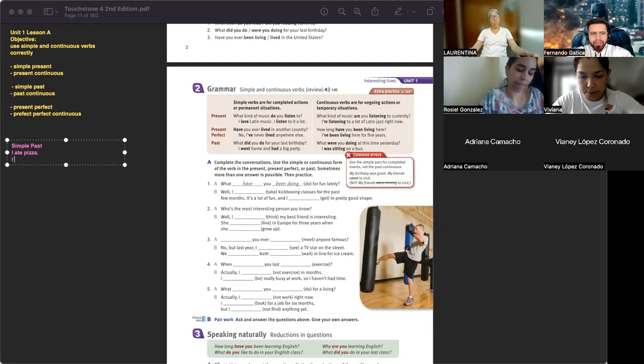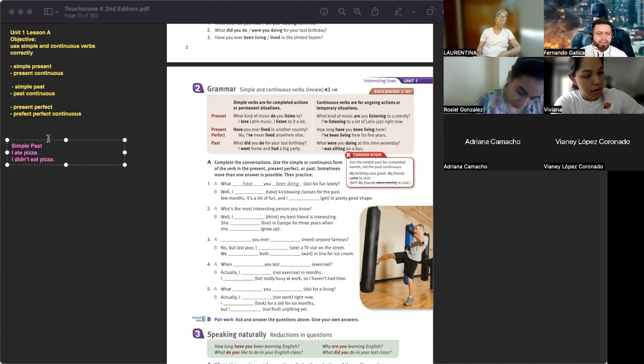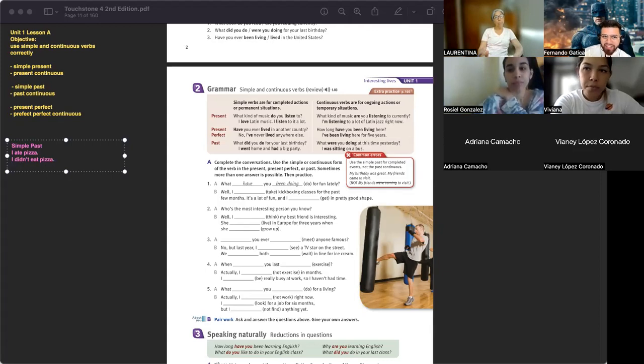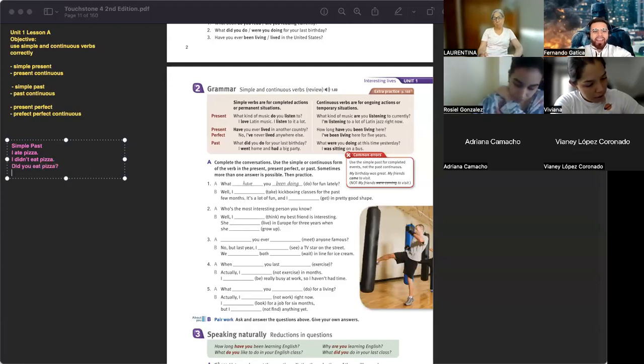In the negative form, I didn't eat pizza. And again, didn't is for everything. I didn't, she didn't, we didn't, they didn't, etc. Now the question, ¿comiste pizza? How would that be? Did you eat pizza? There you go. And ¿qué comiste? What did you eat? Nice.